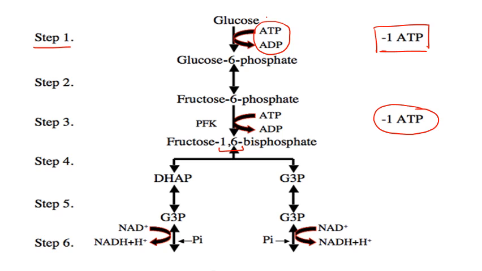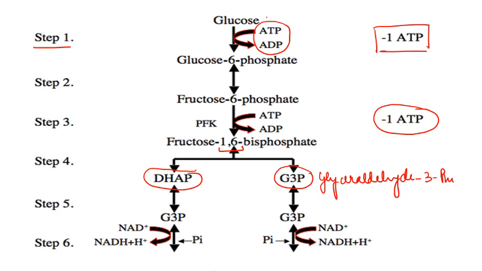Right? Now this fructose 1,6-bisphosphate is getting converted to glyceraldehyde 3-phosphate and dihydroxyacetone phosphate. Right? So this is what we call glyceraldehyde 3-phosphate. And this is what we call dihydroxyacetone phosphate.